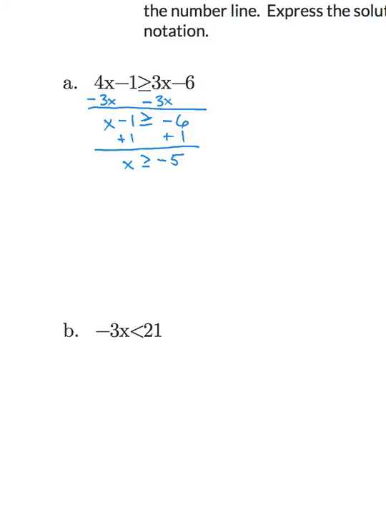From here, we want to go ahead and graph our solution, as well as come up with the interval notation. So to graph the solution, I'm going to have my number line.